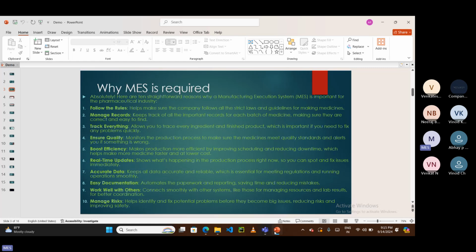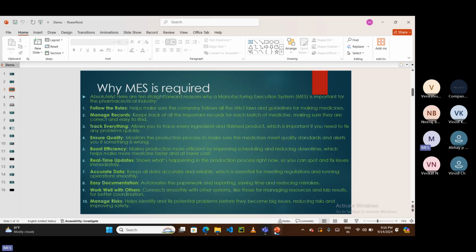If you try to record any kind of backdated data, the system will not allow it. If you have performed calibration today, the system will record the calibration with today's date only. The activity will be recorded in parallel, at the same time you are physically performing it, in the MES application. Documentation is also easy, because in a manual batch record, persons make mistakes during recording and they change entries. So a lot of things are there.